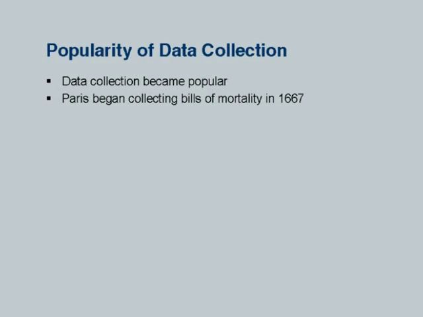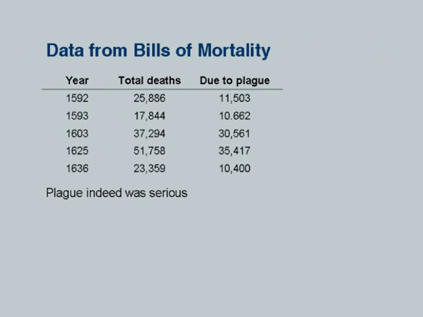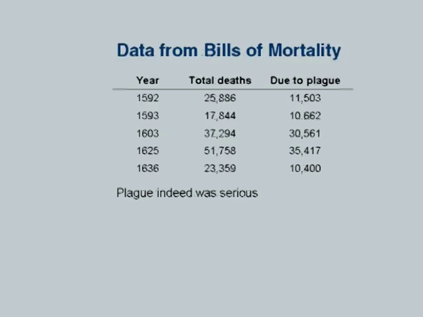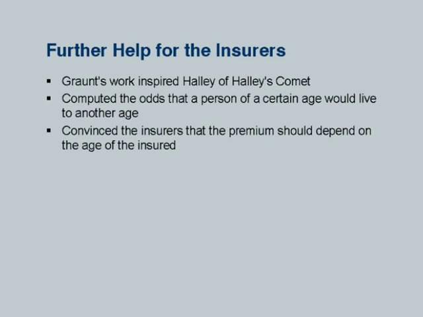I showed London's thing, so that started in the late 1500s. Then Paris also started collecting bills of mortality in 1667. And by 1730, most of Europe recorded age at the time of death. By the way, this was not there before. For example, see here, they only had the number of deaths recorded. They didn't record the age. So that's the reason why this statement is made: in 1730, most of Europe recorded age at the time of death because it would help do things like this. That data could be used for many useful things.